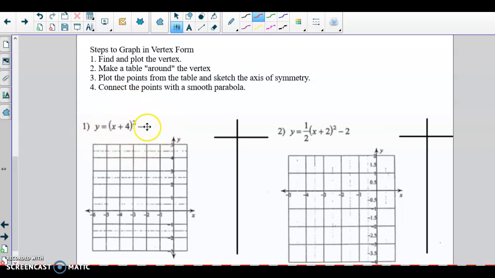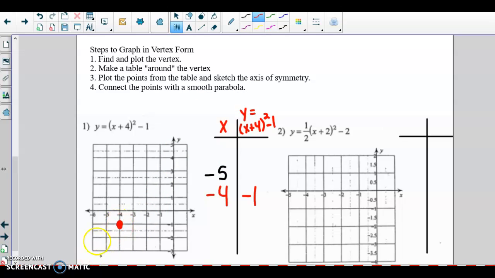It's the same one we just did. And we said the vertex here was negative 4, negative 1. So I'm going to go ahead and put that in the middle of my table. And then I'm going to pick some x's on either side of the vertex. So on the left side of the vertex, a little bit smaller than negative 4 is negative 5. Let me go ahead and plot the vertex too. Negative 4, negative 1's right here.